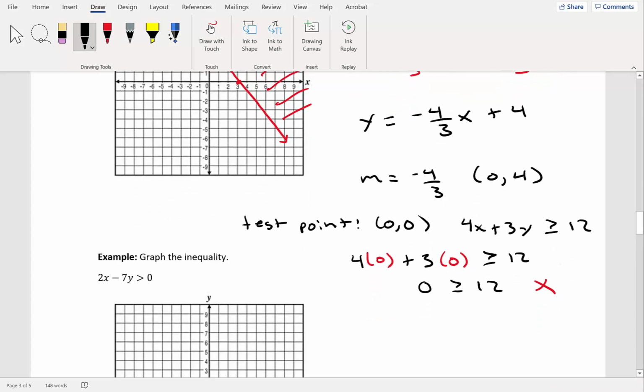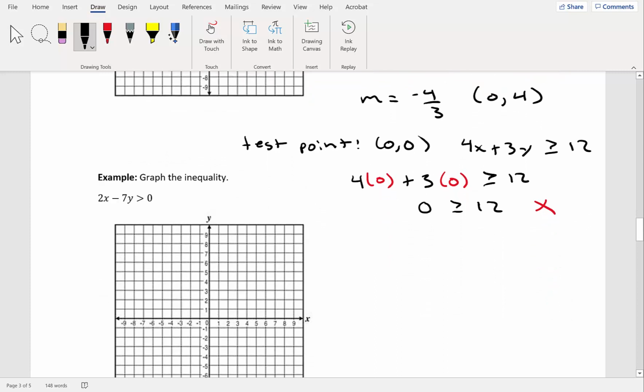Okay. So let's take a look at one more, and then we'll go to another objective. Okay, so graph the inequality. This time we have 2x minus 7y is greater than 0. So first change the inequality to an equal sign. And now let's get this into slope-intercept form.